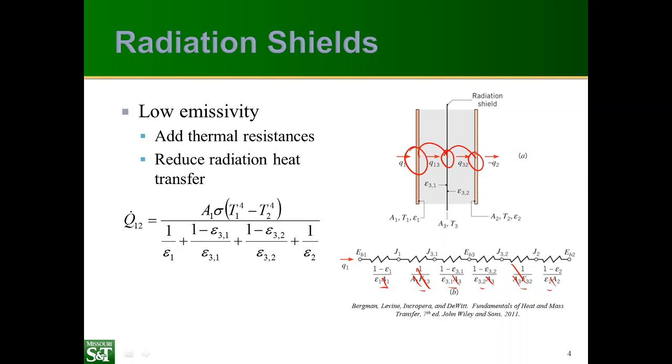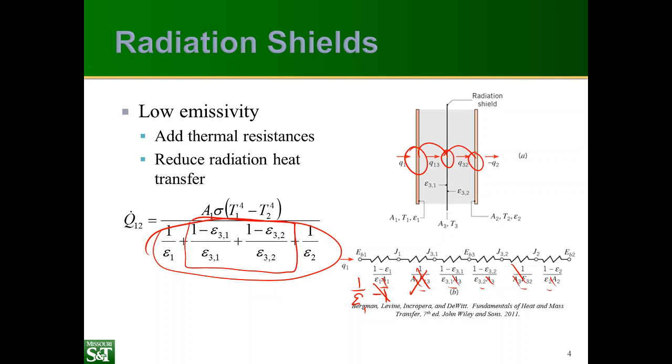So here we have 1 over epsilon minus epsilon over epsilon. So this becomes 1 over epsilon times (1 minus 1). Here's a plus 1, so this minus 1 cancels with this plus 1, and you see the same thing here. So what we end up with is this total thermal resistance, and you can see the radiation shield has added this part right here.